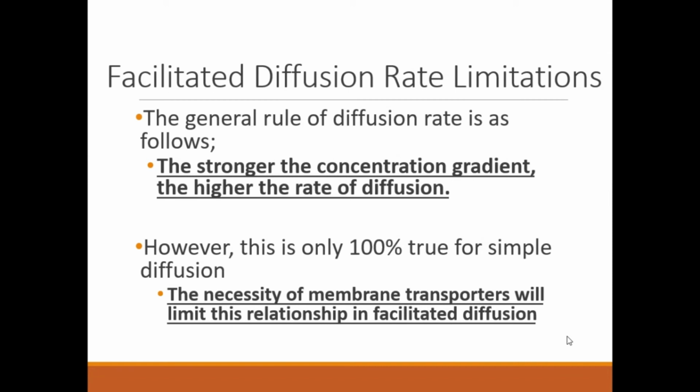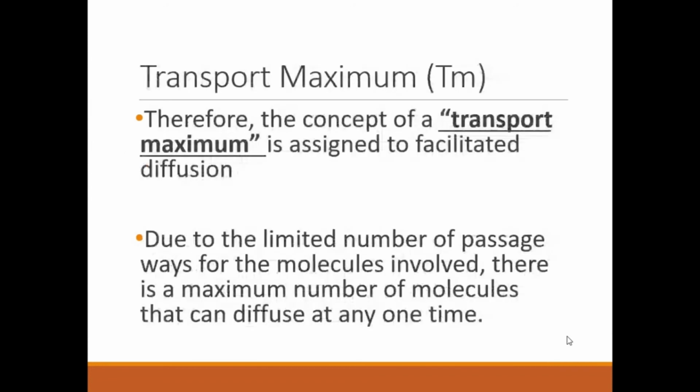So now that rule of the higher the concentration gradient, or the stronger the concentration gradient, the higher the rate of diffusion, is only true up to a point for facilitated diffusion. After that point, if we pile on and we create an even stronger concentration gradient, that will not result in a higher rate of diffusion taking place. We've exceeded the ability of the protein carrier.